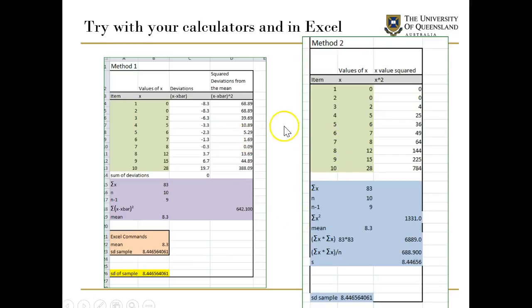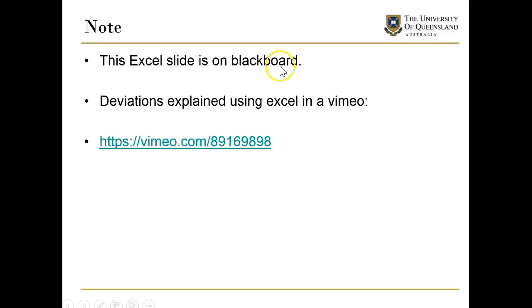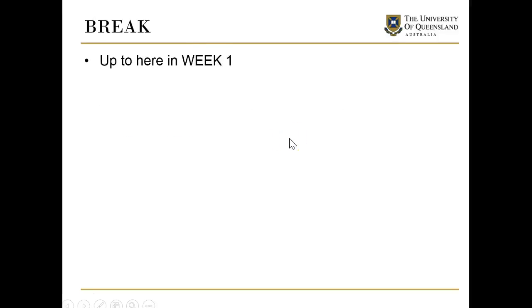There's also a second method, and this is just shown for completeness, and you can have a look at this in an Excel spreadsheet that I'll put up on Blackboard for you. There's also some deviations. If you want to have a look at this, it's actually in a little screencast that I made on Vimeo, so you can have a look at that if you want to take a little bit more time on that.